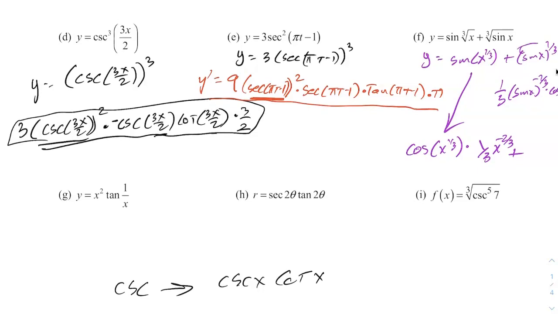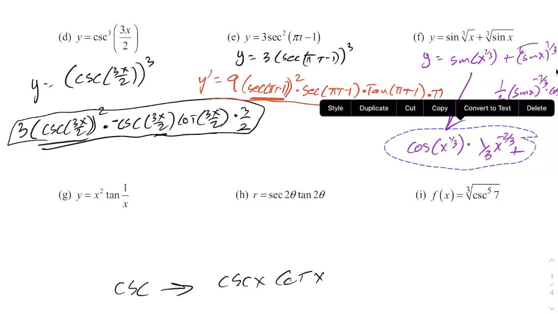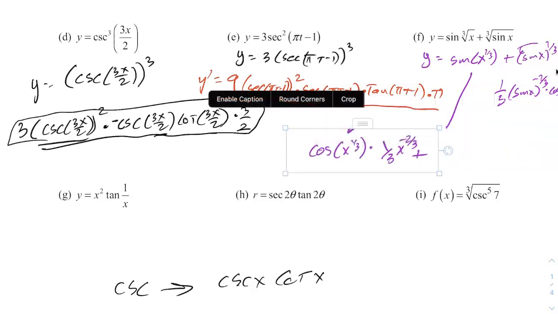X. Kind of hard to see. I feel like I gotta move this. Let me move this over here. I'm running out of space. There we go.